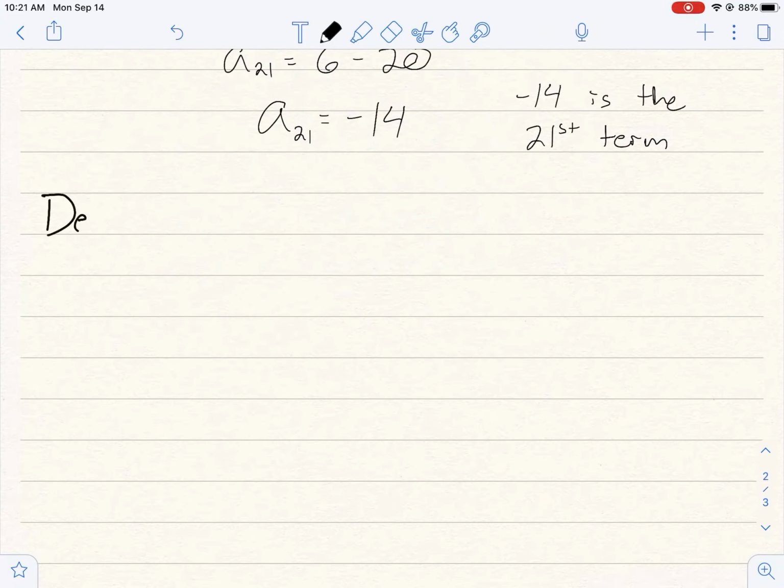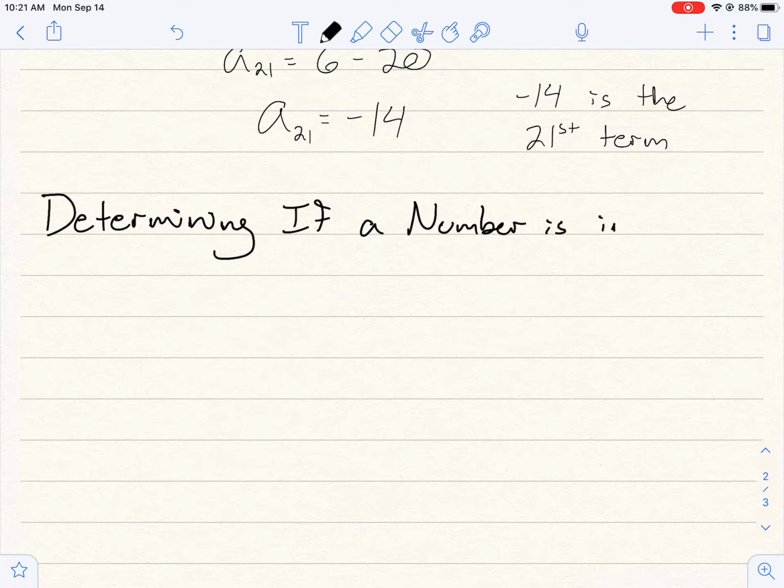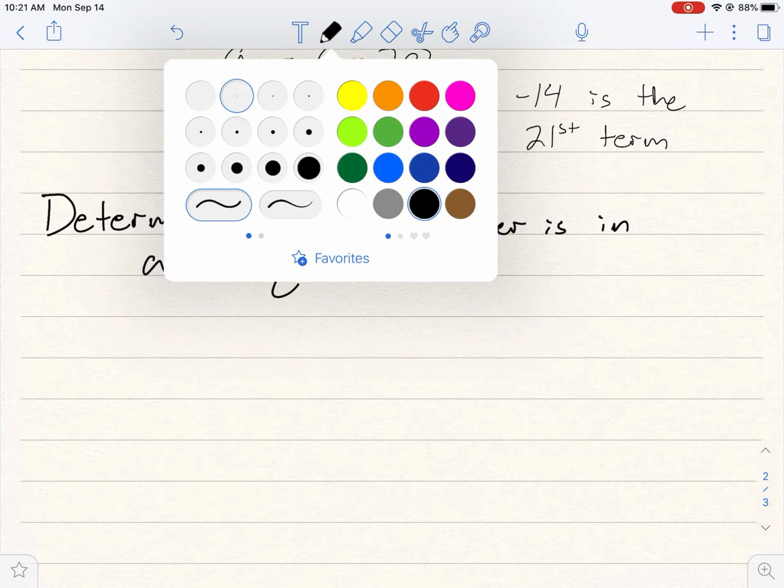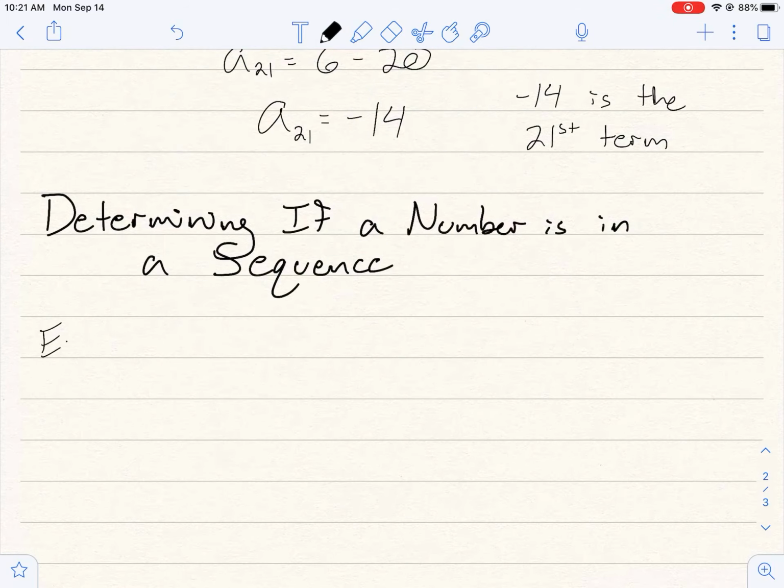So let's maybe add in a header here. Determining if a number is in a sequence. So changing it up, we're now going to determine if a number is in a given sequence or not. So here's our first example of that.